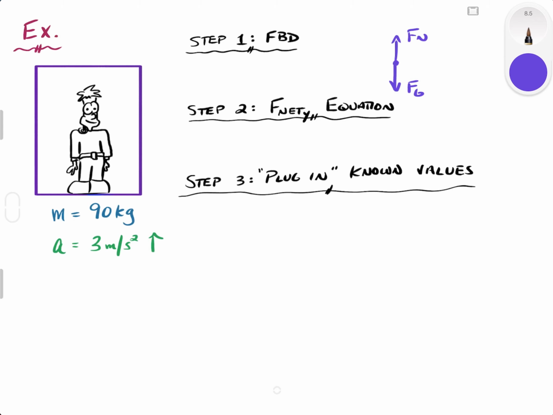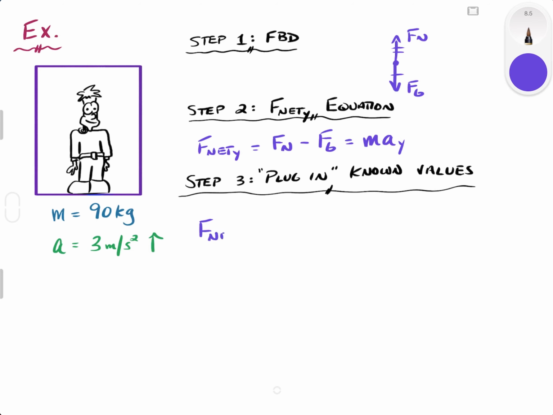Now we know they're accelerating upwards, so Fn has to be greater than Fg. We can write our F net y equation. It's very similar to the F net x, but it's in the y direction. So my F net in the y, well, I've got Fn going up, I've got Fg going down, and of course that can equal Ma in the y direction. Now I'm just going to plug in my known values.